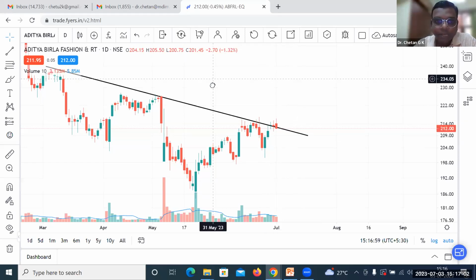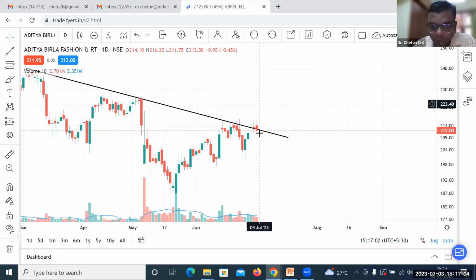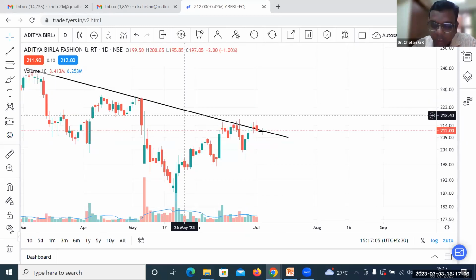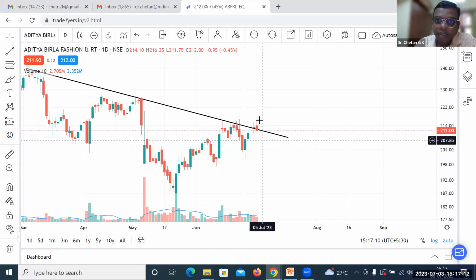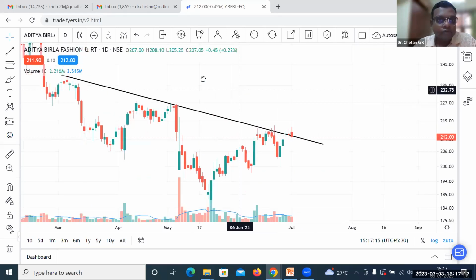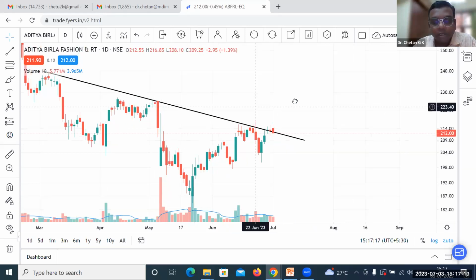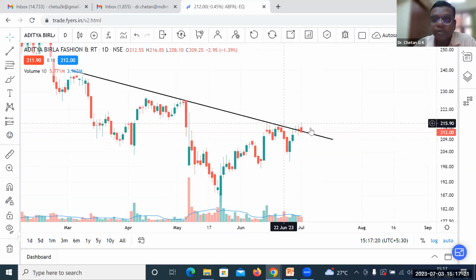I am not considering this as a shooting star in this case. Is it clear? If it closes below this trend line, and if tomorrow it opens or trades lower than this particular trend line, then I'll be going short. That way I can actually think of doing it. So this is not the shooting star for me as of now. Okay.